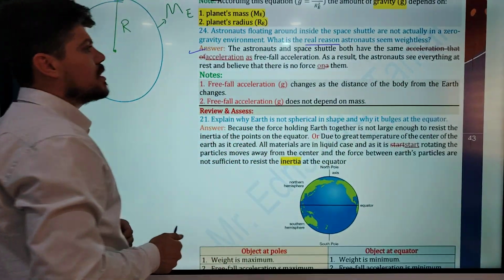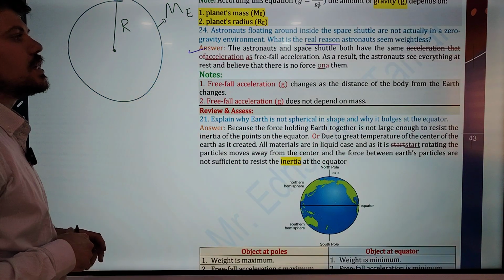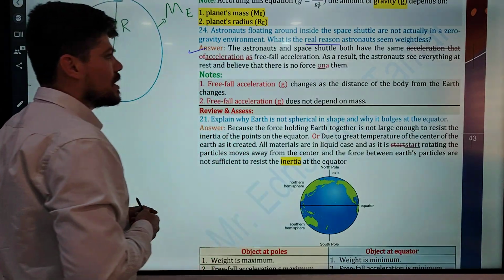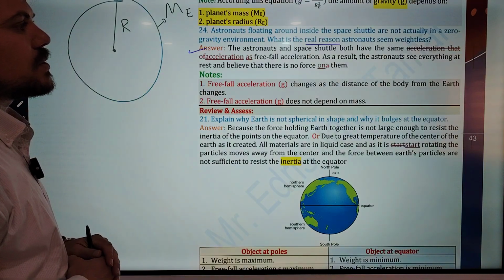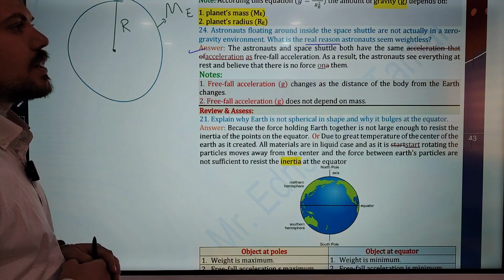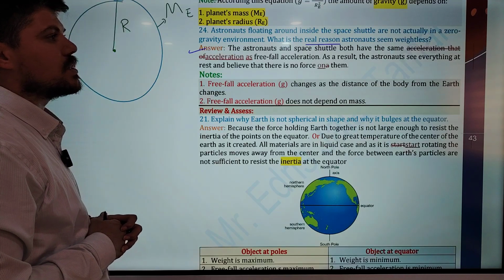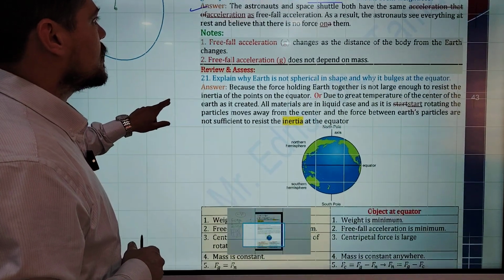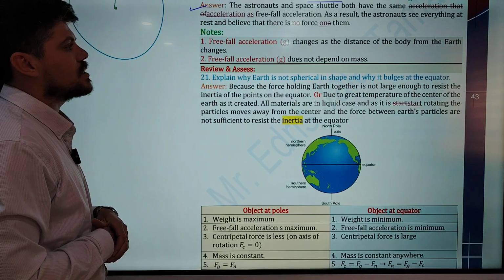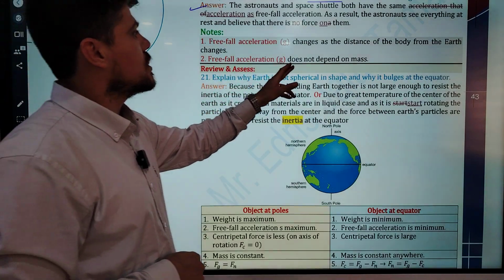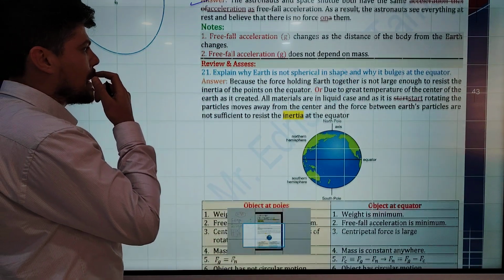As a result, the astronauts see everything at rest and believe that there is no force on them, but this is wrong. Actually, they have gravity, but the space shuttle and the astronauts have the same free fall acceleration, and because of the huge distance between the astronauts and the Earth, the gravity is very weak. Free fall acceleration changes as the distance of the body from the Earth changes, and it is inversely proportional. Free fall acceleration does not depend on the mass of the object, it depends on the mass of the planet.